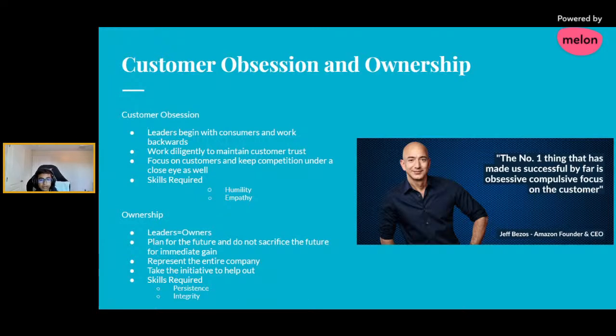Ownership. Leaders are owners. They plan for the future and do not sacrifice the future for any immediate gain. They represent the entire company, so that's why they have to take the initiative to help out. Skills required for this include persistence and integrity. As a quote from Jeff Bezos, the number one thing that has made us successful by far is obsessive compulsive focus on the customer.